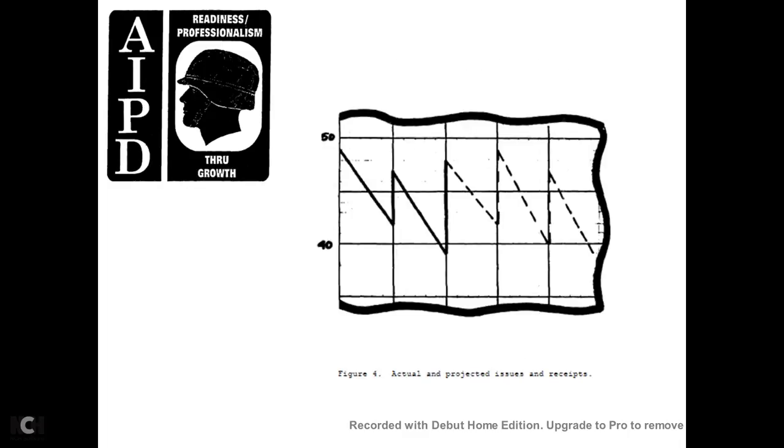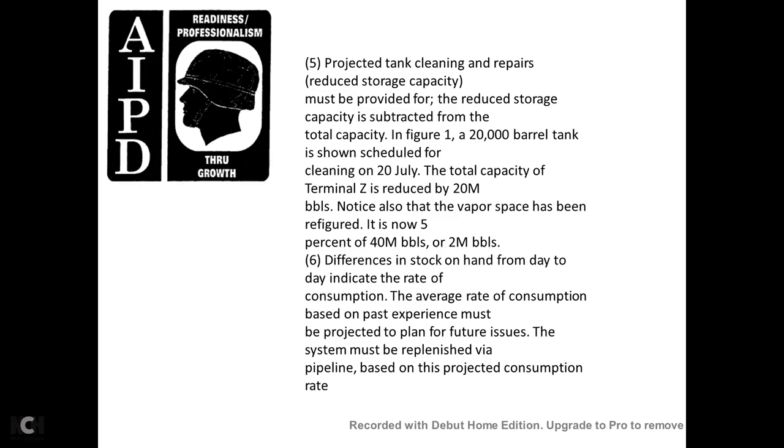Figure 4, actual and projected issues and receipts. 5. Projected tank cleaning and repairs reducing storage capacity must be provided for, with the reduced storage capacity subtracted from the total capacity in Figure 1. In Figure 1, a 20,000 barrel tank is shown with scheduled cleaning on the 20th of July. The total capacity of Terminal Z is reduced to 40,000 barrels. Notice that the vapor space has been refigured, and is now 5% of 40,000 barrels, or 2,000 barrels. The difference in stock on hand for the day is indicated with the rate of consumption.